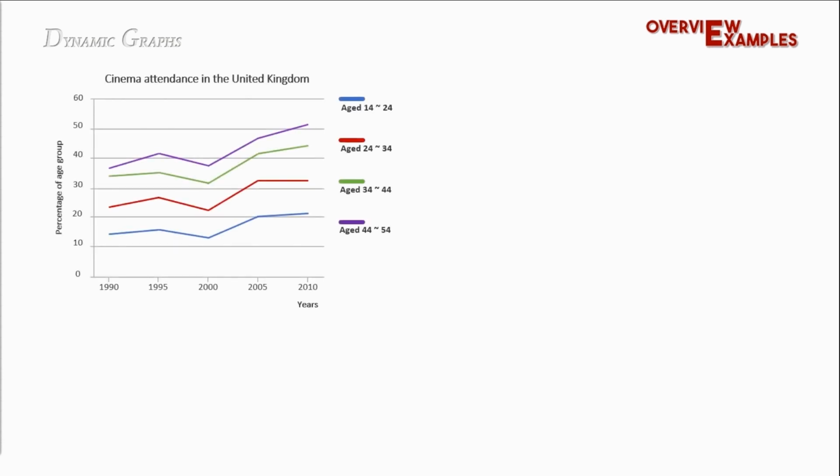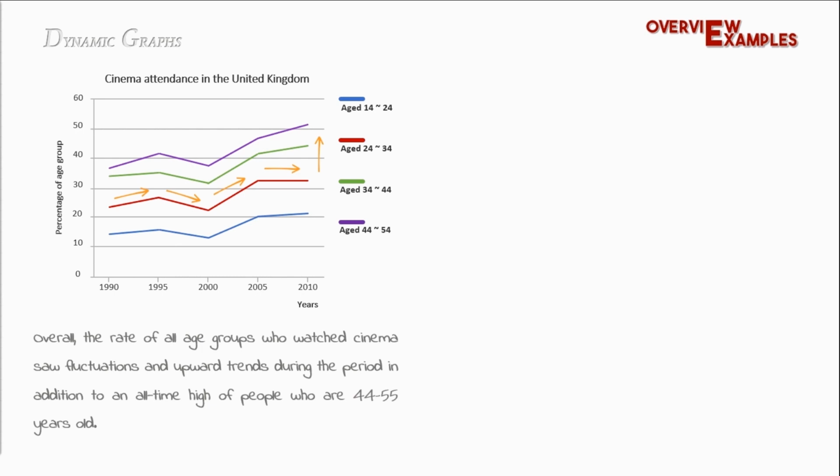Here, we can see given examples on how to write an overview in different kinds of graphs with various time periods. For the line graph, we see that it has fluctuations and upward trends, so this is our overview. Overall, the rate of all age groups who watched cinema saw fluctuations and upward trends during the period, in addition to an all-time high of people who are 44 to 55 years old.